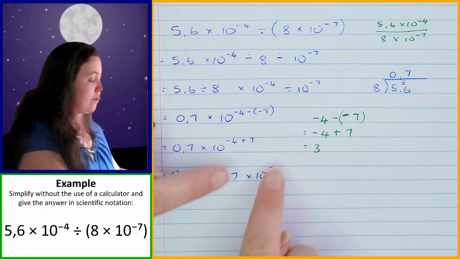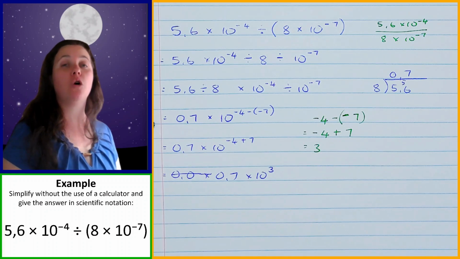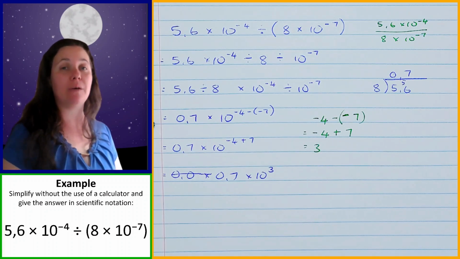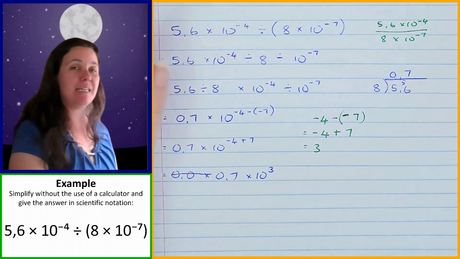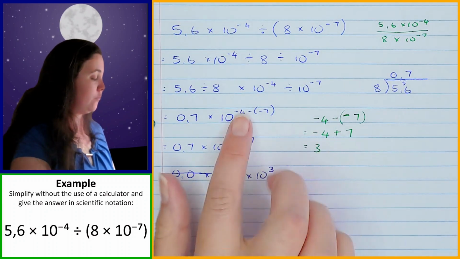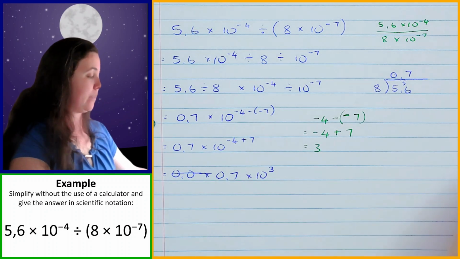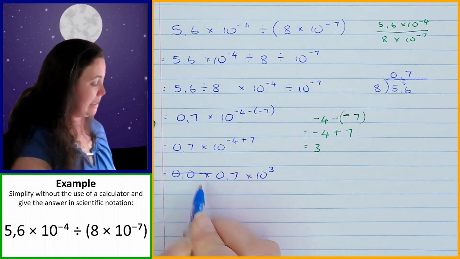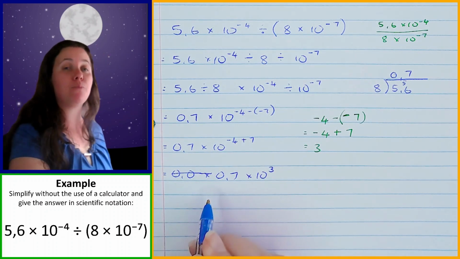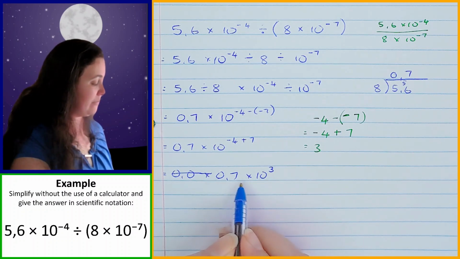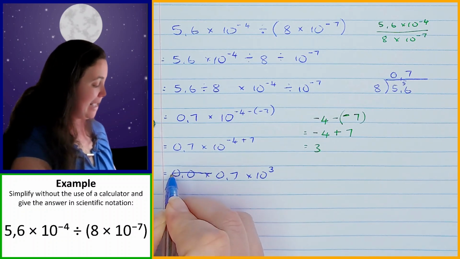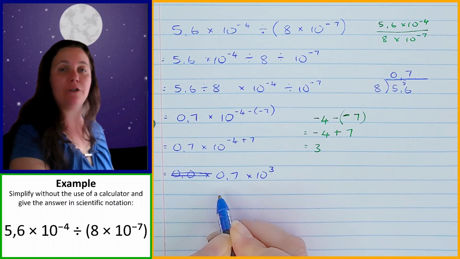So you can go straight from there to there, but make sure that you are doing your subtracting of negative numbers properly and you're not getting confused along the way. If you are getting confused, then show your working, or actually do the working physically some way. And then now we have to go and check. Is this in proper scientific notation? So 0.7 times 10 to the power of 3. Is that written in scientific notation properly?